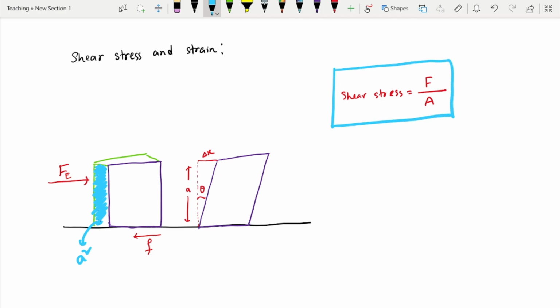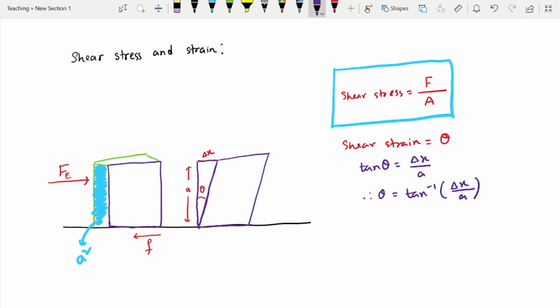Now let's talk about the shear strain. The shear strain is the angular displacement, theta. Now how can we find the value of theta? If we think of this as a right angle triangle, then tan theta is equal to delta x over a. So theta is equal to tan inverse of delta x over a. This is how we can find the value of theta.